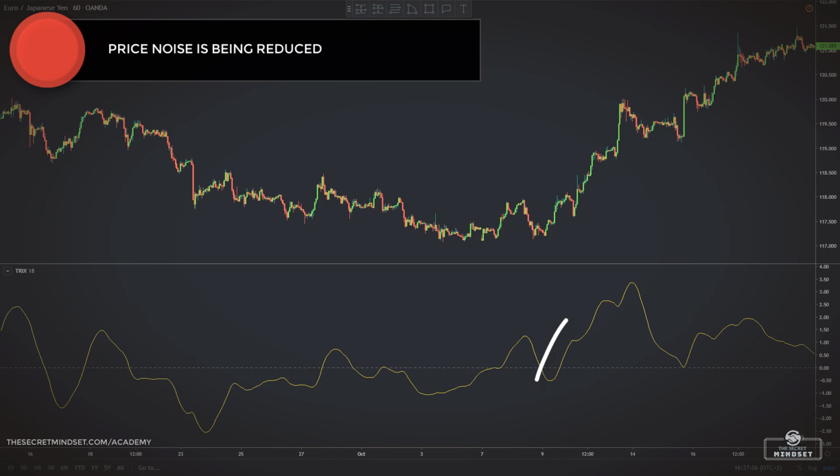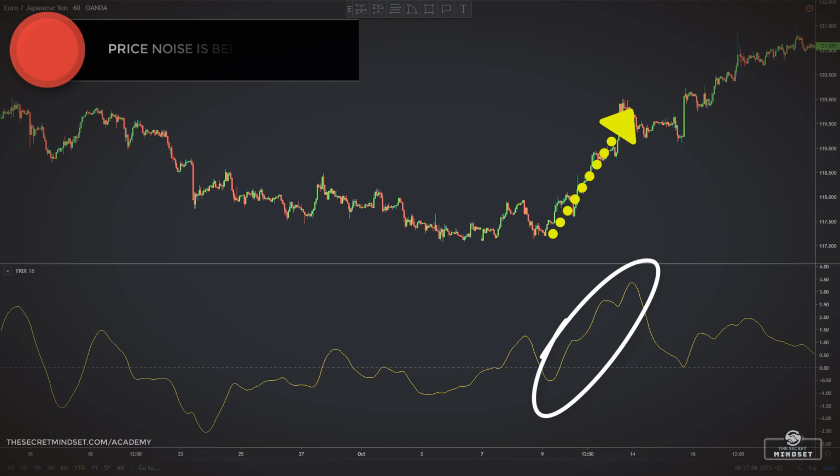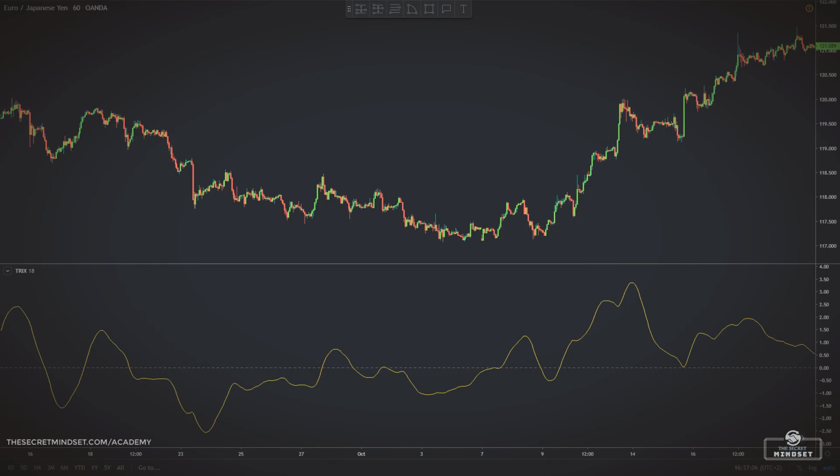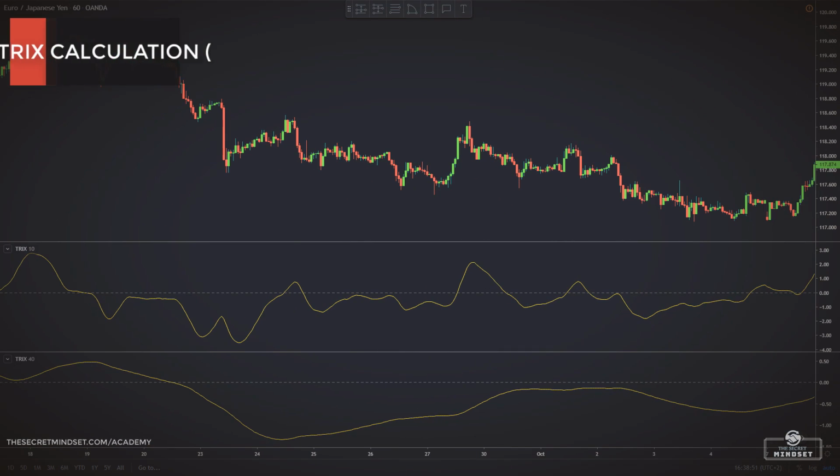Trix will rise on sustained moves higher in price and will fall on sustained moves lower in price. Since Trix is smoothed, it takes time to react to changes in price direction. This can be beneficial because not every little pullback means a trade should be exited or that the trend is going to reverse. How is Trix calculated?